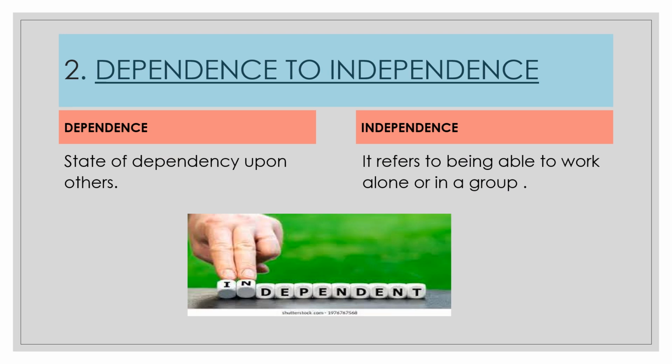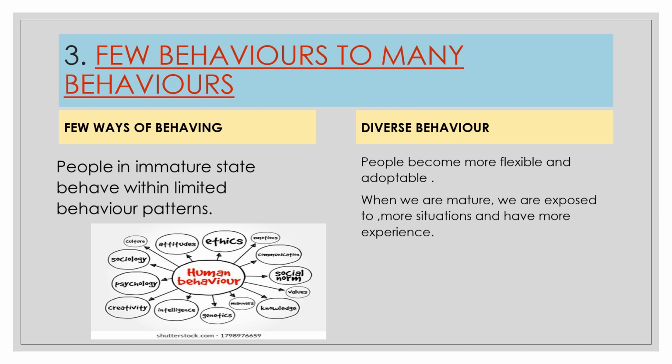Dependence to independence. Dependence: in the initial stage, dependency upon others is there. For example, when the employee is new to the organization, he doesn't know anything about the organization, the work culture, the work experiences in the organization. The employees are dependent upon others. Moving towards independence, it refers to being able to work alone or in a group. As the employees become experienced in the organization, they will work alone or in a group, depending upon the situations.